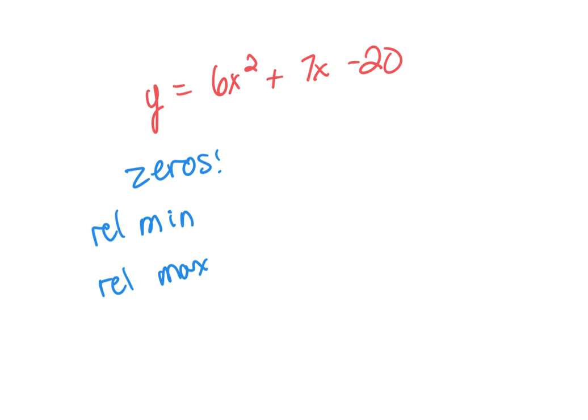y equals 6x squared plus 7x minus 20. Hopefully I did not just make a mistake on that. Try that, take a look, plug that into your graphing calculator. I want x-intercepts and then relative max and relative min.